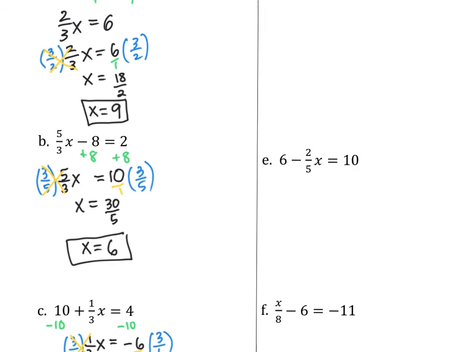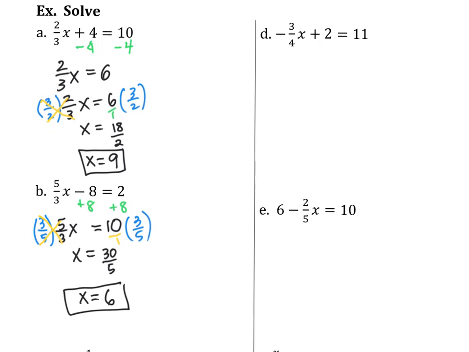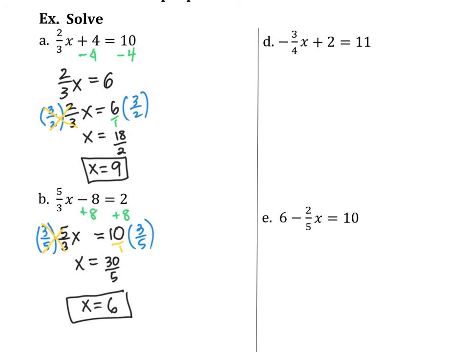Okay, I'm going up to D now. Let's see, I have negative 3/4 x plus 2. Okay, so I'm going to cancel the plus 2 first. I'll minus 2, minus 2. Okay, I'm going to bring down the negative 3/4 x. Okay, I like to put the negative either on the 3 or the 4. It doesn't matter which one, but you have to put it on only one of them. 11 minus 2 is 9.